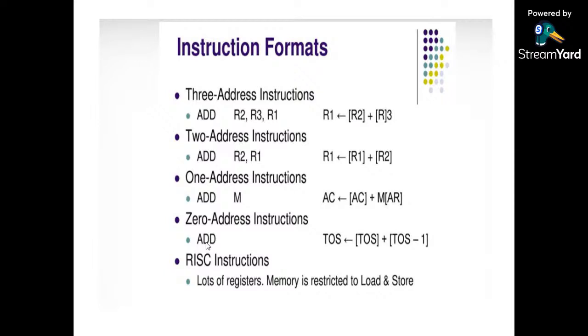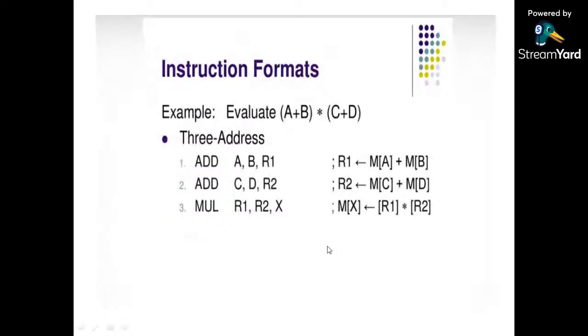So how will the addition operation be performed? The first value will be fetched from the top of stack, then the second value will be fetched from top of stack minus 1, meaning the second location. These two values will be added, and the result will be stored at the top of the stack. This is how zero address instructions are executed. Let's move forward.